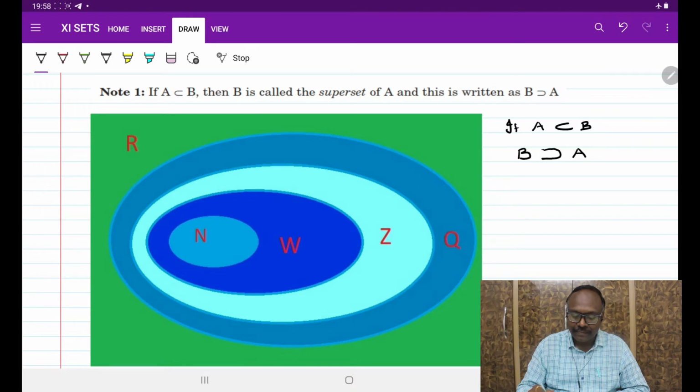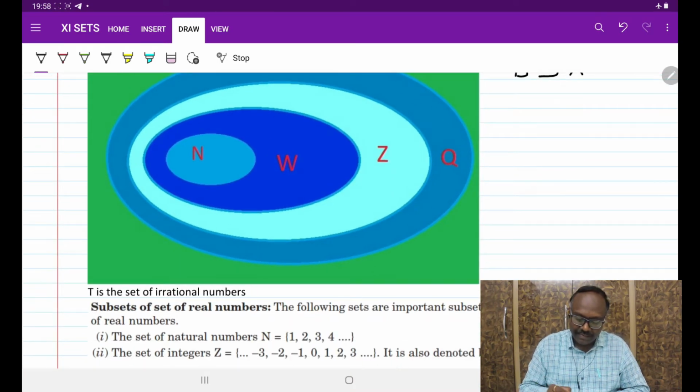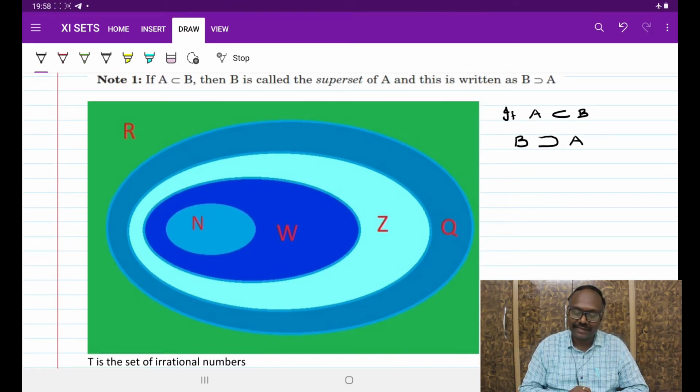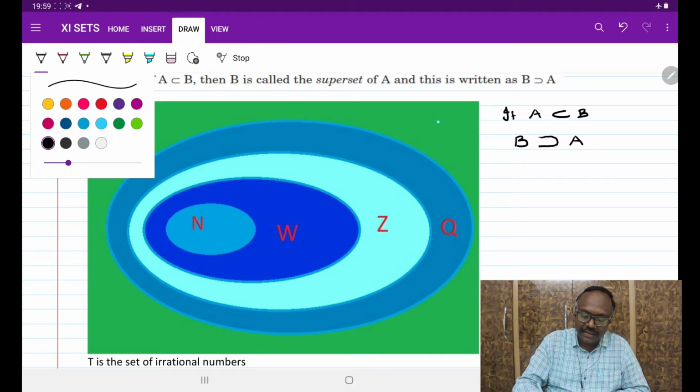So we say that the natural number set is a subset of the whole number set. Whole number set is a subset of integers. Integer set is a subset of rational numbers, and rational number set is a subset of the real numbers. Now those numbers which are not rational numbers are called irrational numbers. So let us represent that with T.